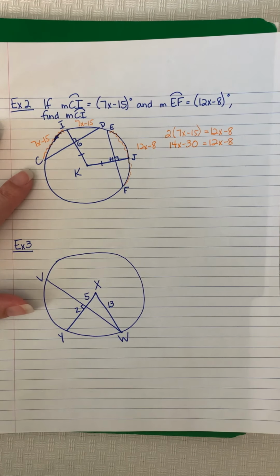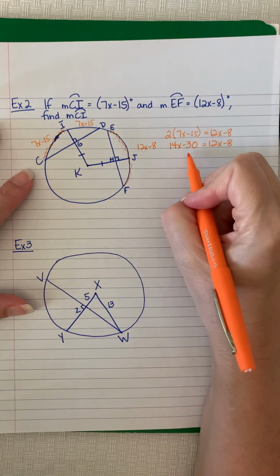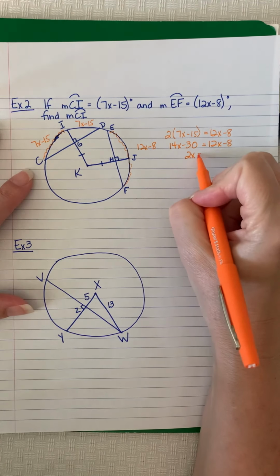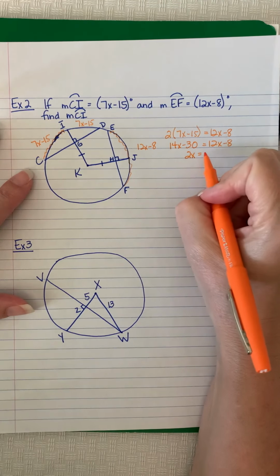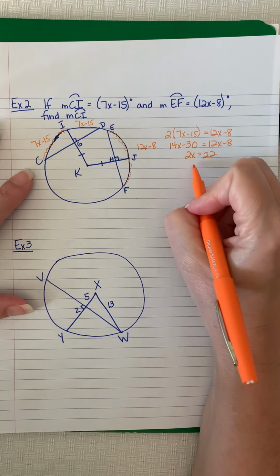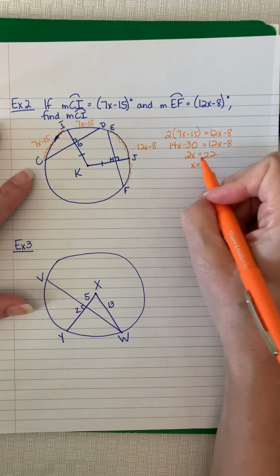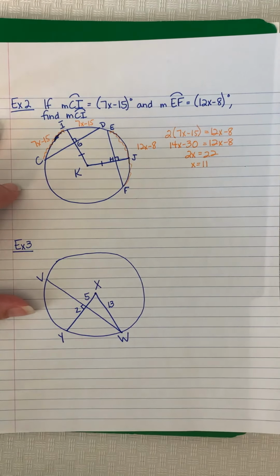And then after we distribute, we're going to subtract 12x from both sides, leaving us with 2x. Add 30 to both sides, leaving us with 22. Divide both sides by x. No, divide both sides by 2, and x will equal 11.